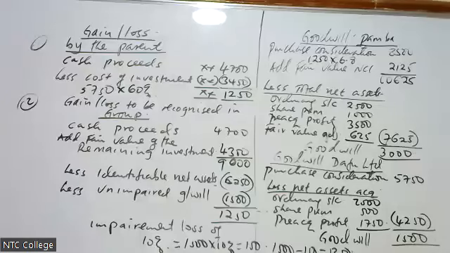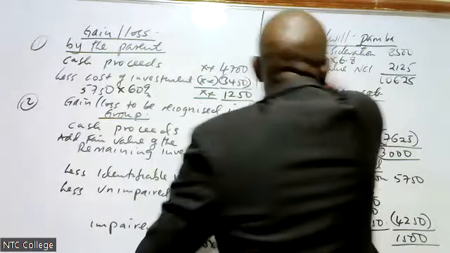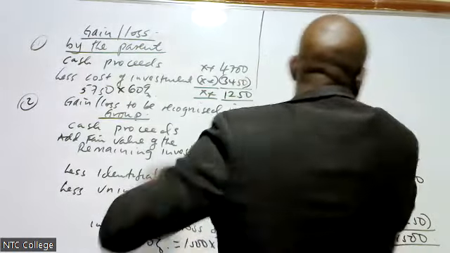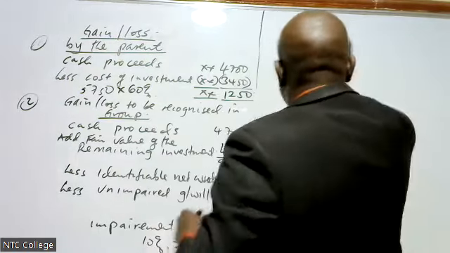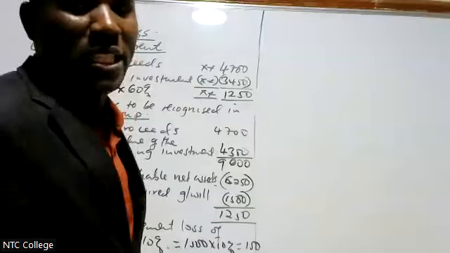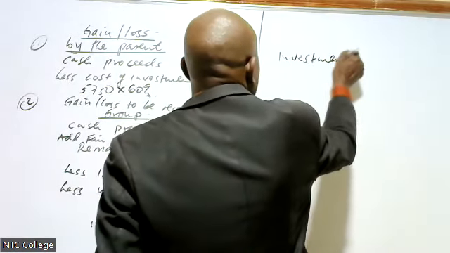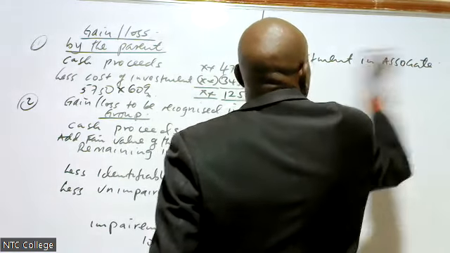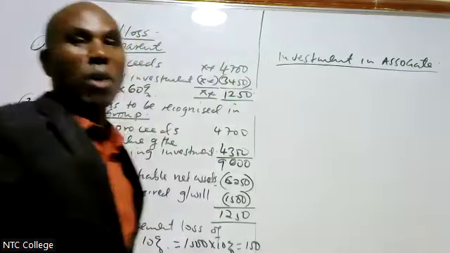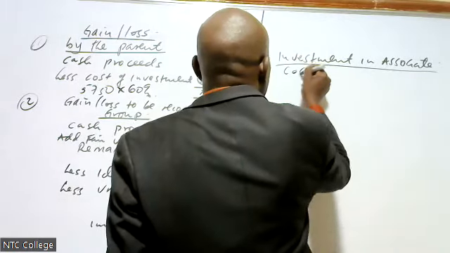Now, let's consolidate. But before we consolidate, let's calculate the investment in associate. Now that this company is an associate, let me compute the investment in associate, because now DAF Limited is an associate. How do you get investment in associate? You get the cost of investment.